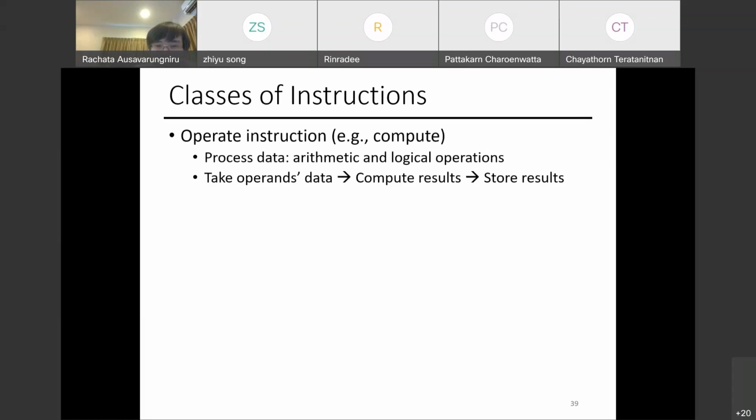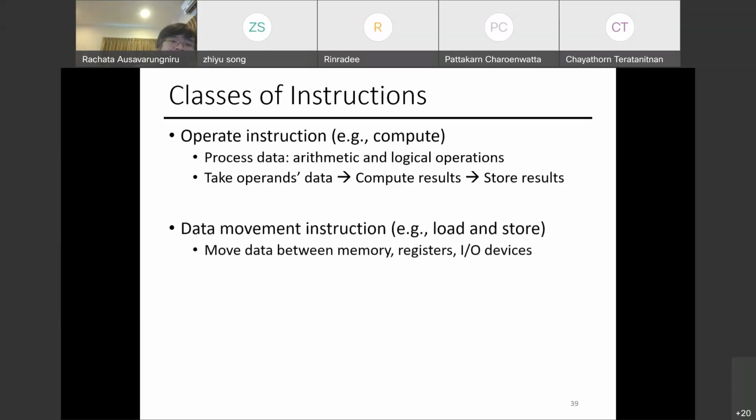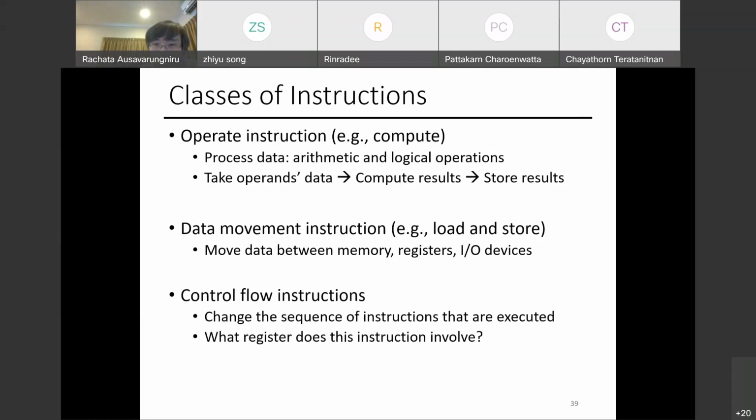These are the compute instructions. You can have the data movement instructions, or the load and store. These are basically instructions that allow you to interface with the memory. And then the control flow instructions, like jump and branch, that's when you have a loop in the code or an if-else in the code, it's translated to control flow instructions. All right.